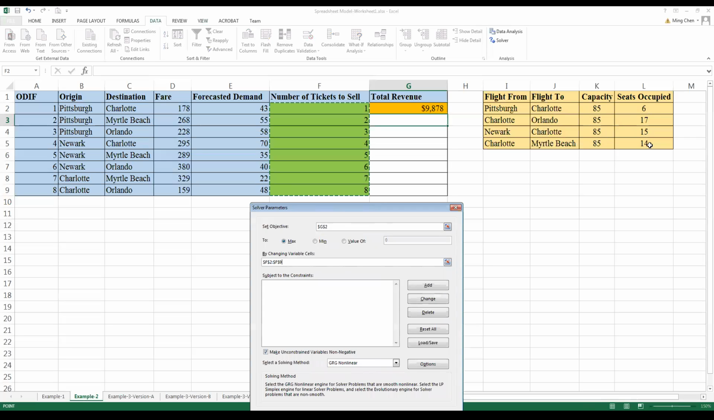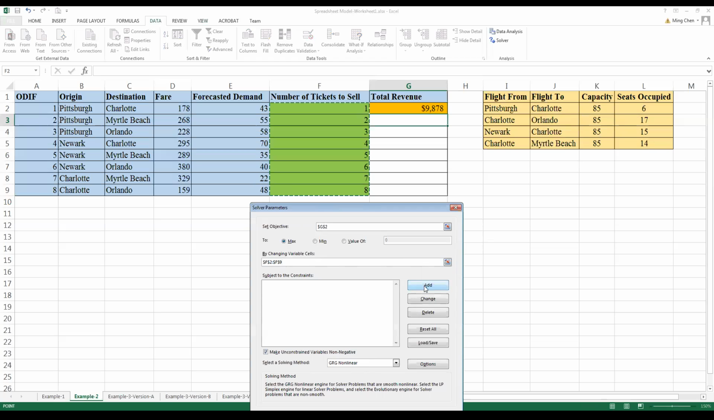This column L shows the total number of seats occupied by passengers based on whatever solution. So this is total number of seats occupied, and this is total number of seats available. Of course, it cannot accommodate more passengers than the capacity on each flight. That means we have one constraint here. The seats occupied on each flight cannot exceed the capacity. You cannot have somebody stand in the airplane. That's not allowed. So everybody has to have a seat.